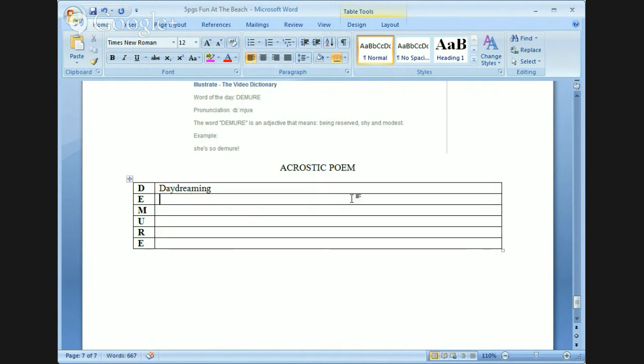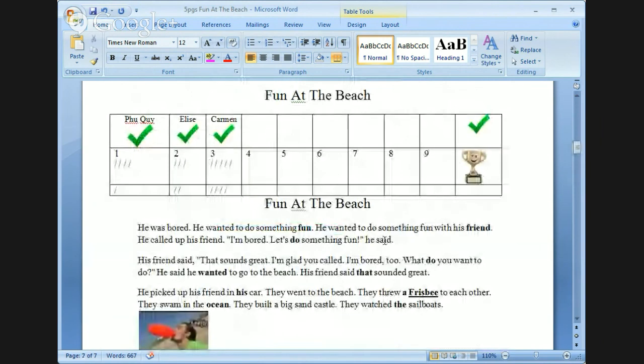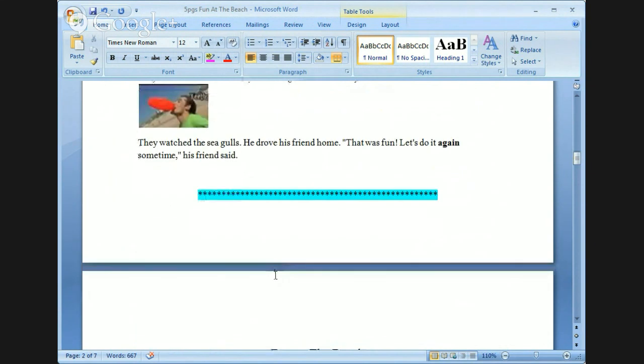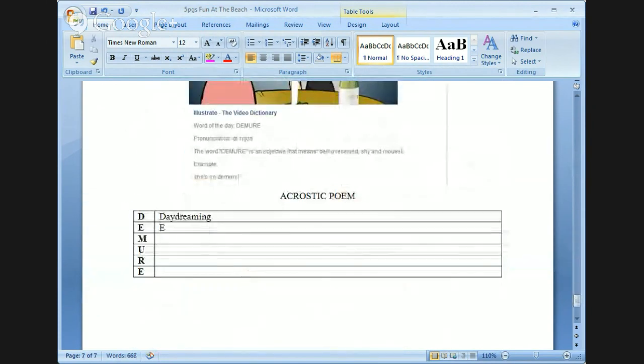Okay, Fu, can you give me a word that starts with E? Does this have to be related to the topic? It would be good if it was related to the beach, going to the beach. A fun day at the beach, it would be nice. If not, just give me a word. Yes, I'm trying. Okay, let's go back and look at the story. See what word was in the story. He was bored. He wanted to do something fun. He wanted to do something with his friend. He called up his friend, I'm bored. Let's do something fun. His friend said, that sounds great. Maybe exciting could be a word that was somewhat in there. Okay, let's go with exciting. Yes. Okay, E-X-C-I-T-I-N-G.